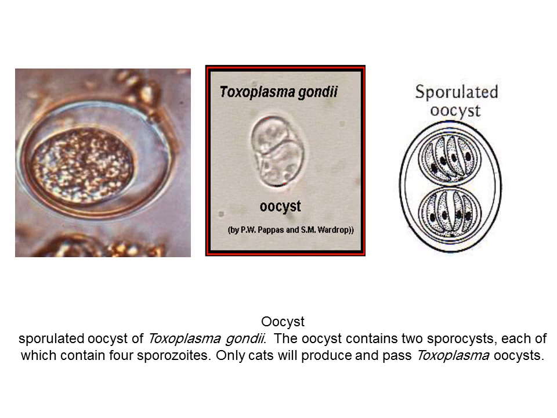This figure shows the sporulated oocyst of Toxoplasma gondii. The oocyst contains 2 sporocysts, each of which contains 4 sporozoites. Only the cat will produce and pass Toxoplasma oocysts in its feces.